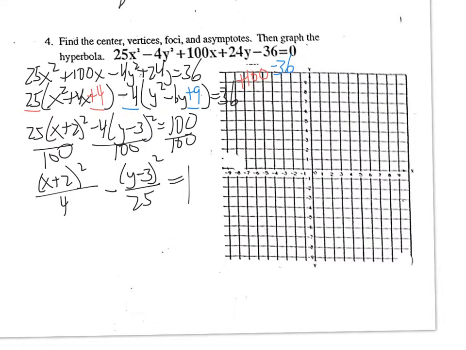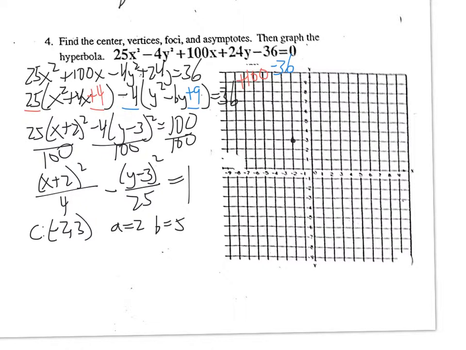Okay. So now we need to actually answer all the questions. The center is going to be at -2, 3. I'm going to plot that. Let's see. This particular hyperbola is sideways because the x comes first. We have to identify our a and b values. In this particular problem, a is 2 and b is 5.